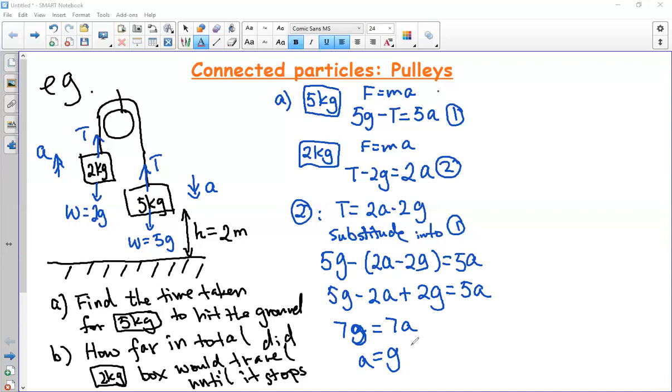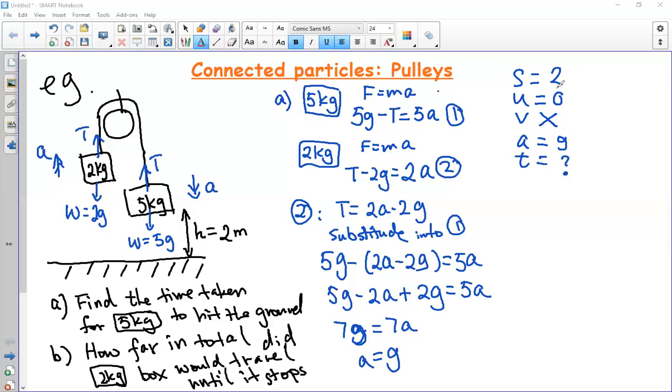Right. Now, then we can work out the time. Let's write down our SUVAT. Distance traveled is 2 meters. What is the initial velocity? Well, remember at the beginning we said both the blocks were being held still, so u is 0. I don't know what v is. I don't know what the speed is when you hit the ground, so forget about that. I do know the acceleration is g, and we're looking for the time.